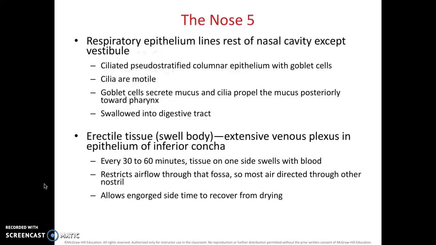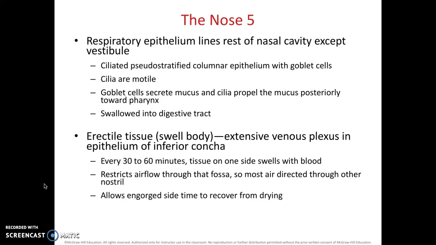The respiratory epithelium lines the rest of the nasal cavity except for the vestibule, and this is ciliated pseudostratified columnar epithelium with goblet cells. The cilia are motile, which allows them to propel mucus that's created by the goblet cells and push the mucus posteriorly towards the pharynx, where it's then swallowed into the digestive tract.